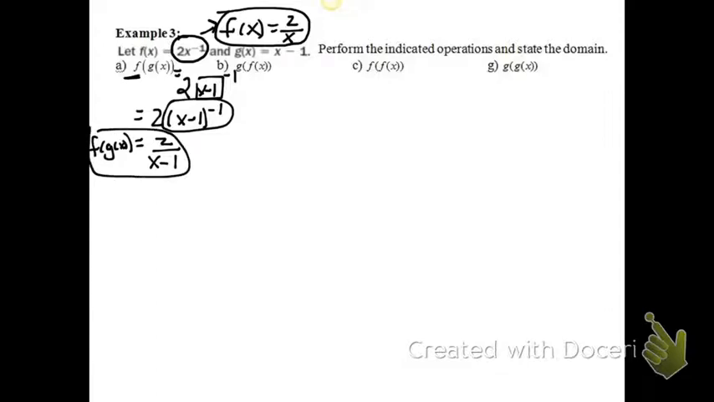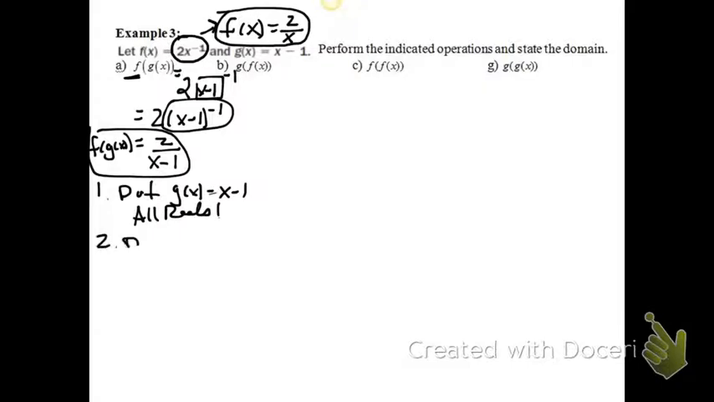except for, I think we also have to state the domain. So let's go through the steps. Step 1, the domain of the inner function, which would be g of x, and g of x is just x minus 1. No problem there, that's just a linear equation. Take a number and subtract 1. So this is all reals.